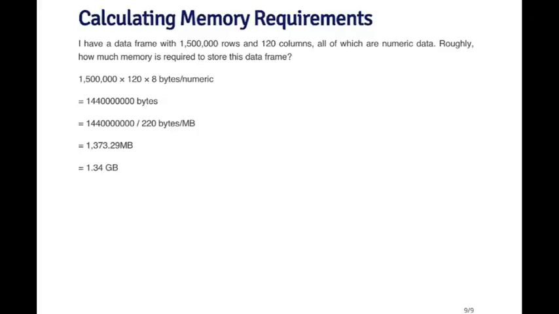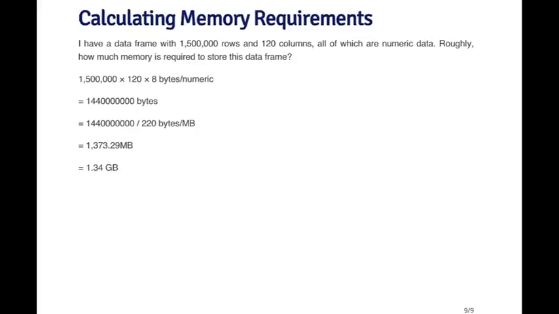So if you want to do a rough calculation before you read a table into R using the read.table or the read.csv function, you can do a very quick calculation. Here, suppose I have a data frame with 1.5 million rows and 120 columns. This is not a particularly big data set, but it's reasonable. And suppose that all the columns are numeric, so I don't have to worry about different types of data. The question is, how much memory is required to store this data frame in memory?